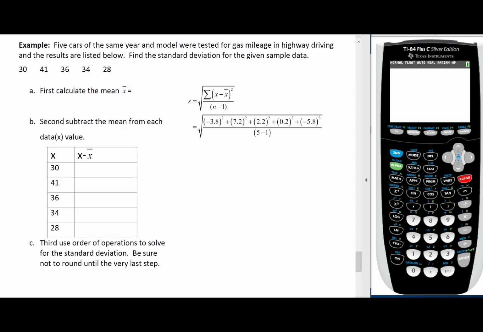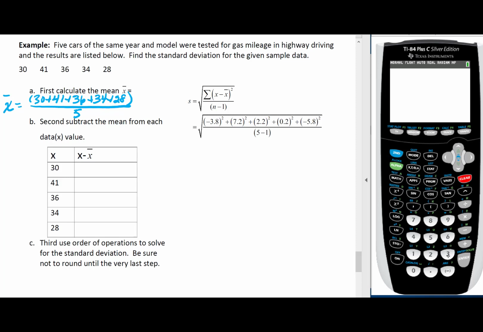We need to first calculate the mean. To find the mean, we simply take x bar and add up all the values. So we take 30 plus 41 plus 36 plus 34 plus 28, and we divide that all by how many numbers there are, which is 5. Order of operations says we have to do what's in parentheses first, which is the addition.